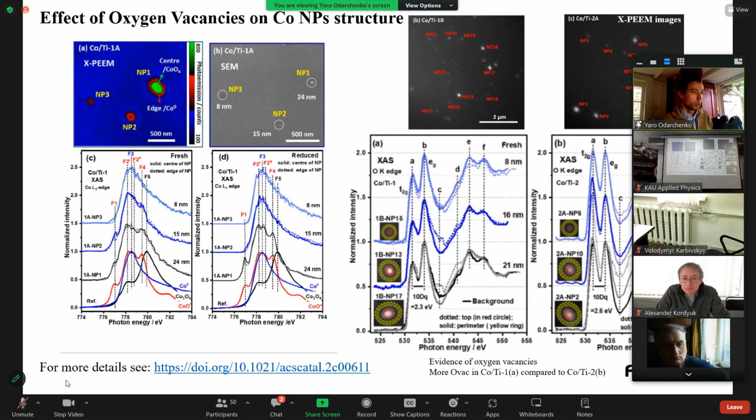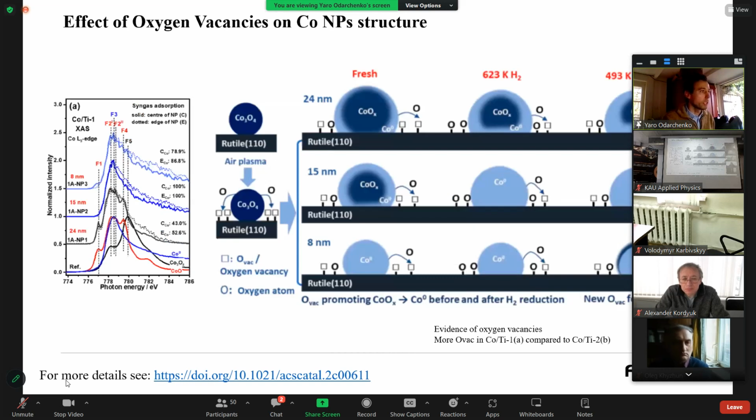But what I want to conclude here is that we actually looked at multiple nanoparticles. So we took individual particles, we analyzed their oxygen and cobalt spectra, and afterwards we found the same region using electron microscopy, and we measured their size. We were able to see a correlation between the size of the particle and the presence of oxygen vacancies and their chemical state. So the chemical state was different.